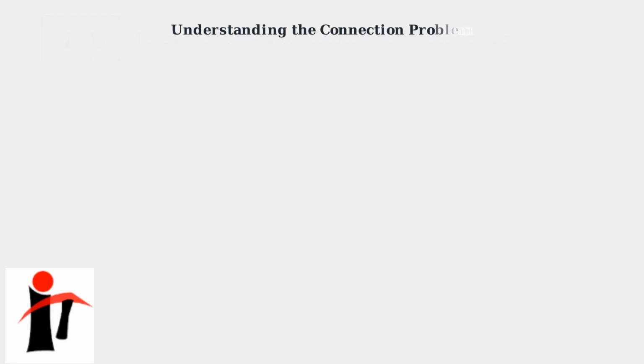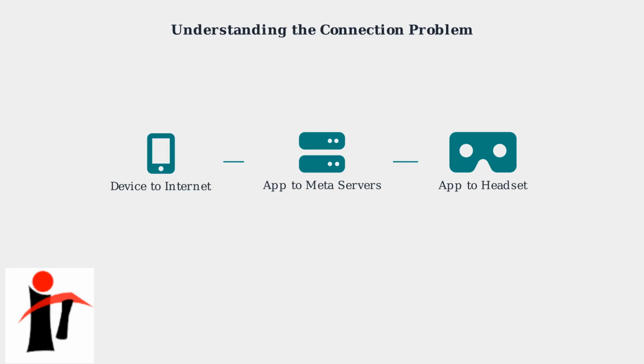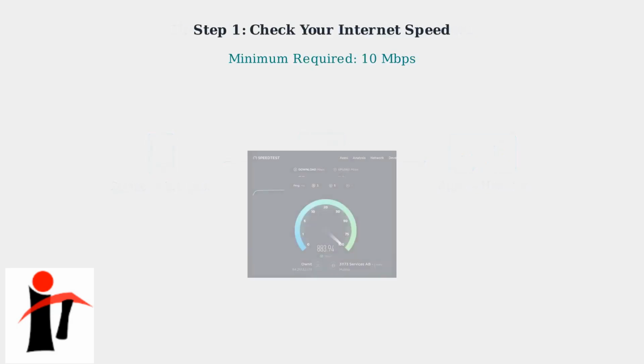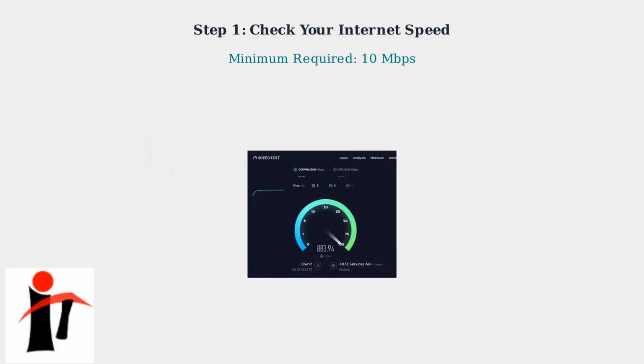The MetaQuest app requires 3 connection layers to work properly. Problems can occur between your device and the internet, between the app and Meta's servers, or between the app and your headset. First, verify your internet speed meets the minimum requirement of 10 megabits per second.